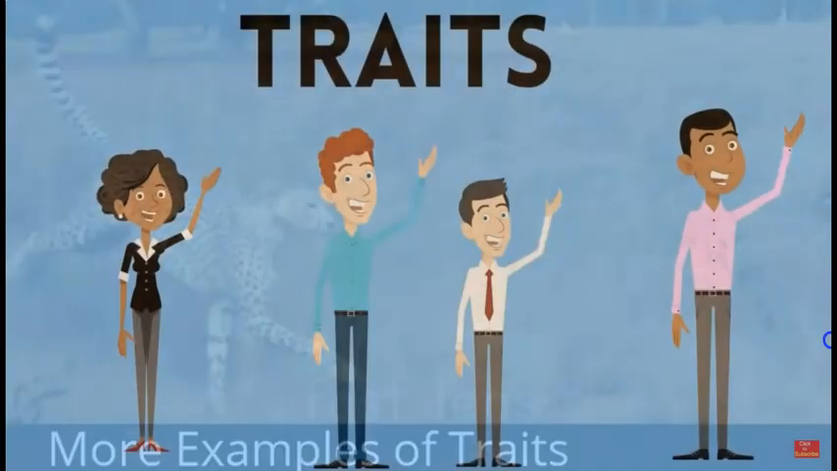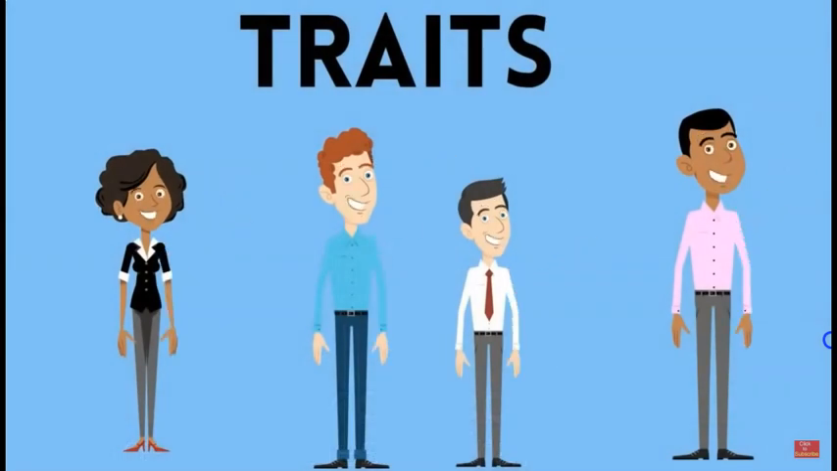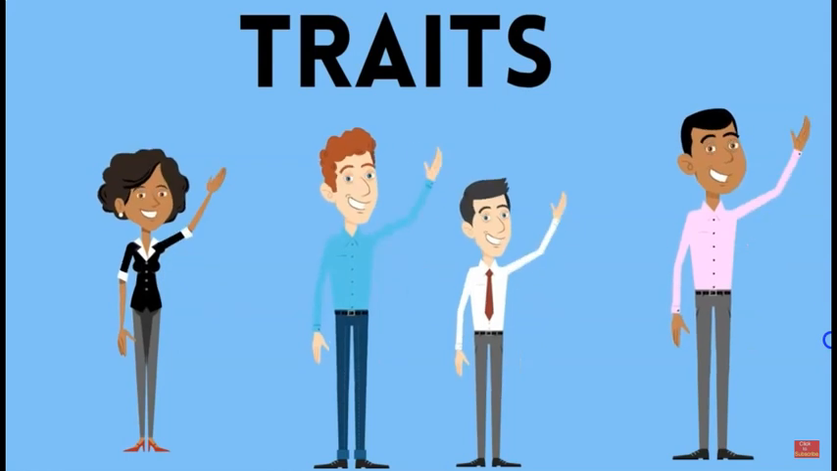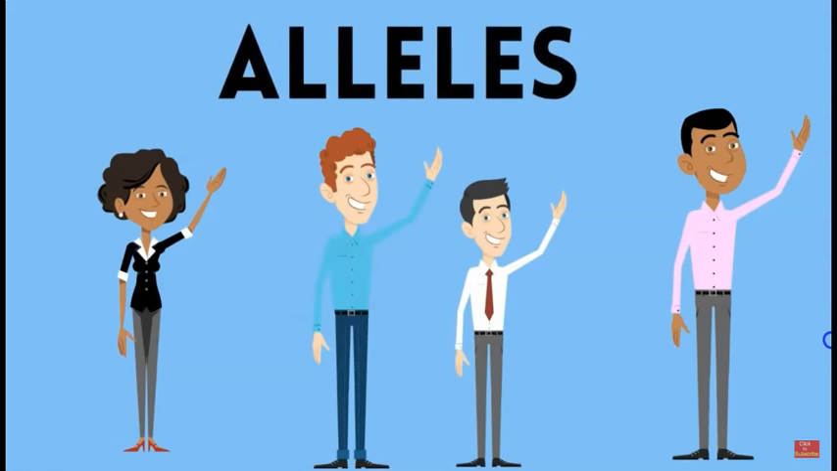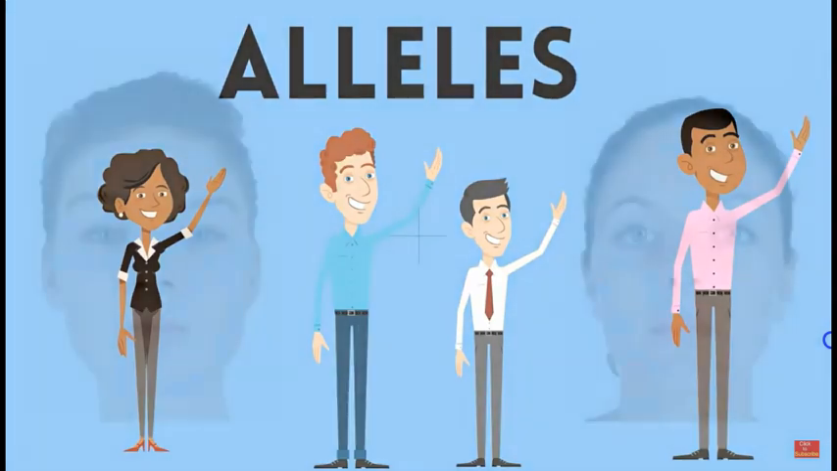There are different forms of the same trait. In this next video, notice the different shapes of the noses. These would be examples of alleles, because they are different forms of the same trait.